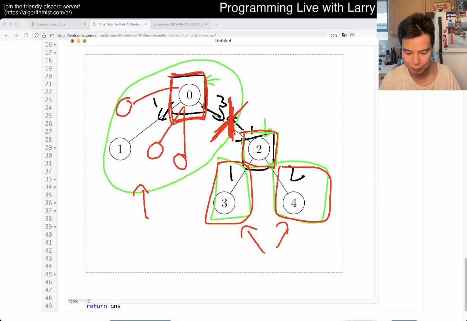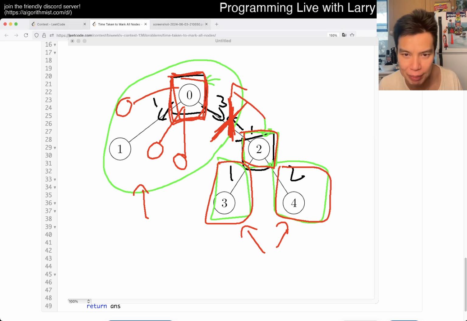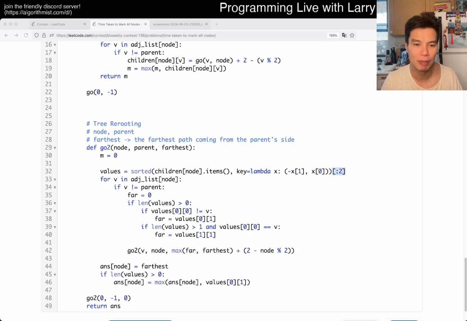So basically, as I said, here we're still looking at node 2 in this visualization. And the idea here is that for the furthest node going up the parent's path, we have to look at 0's children, right? Oh wait, I think I'm conflating two things. Sorry, let me go back. Let's ignore this part for a second.